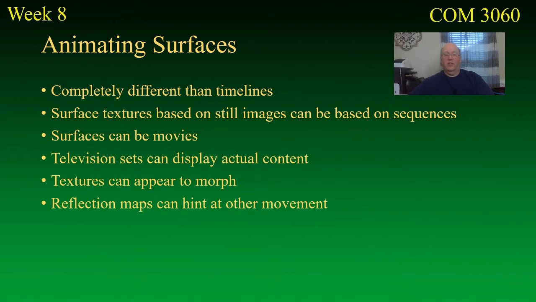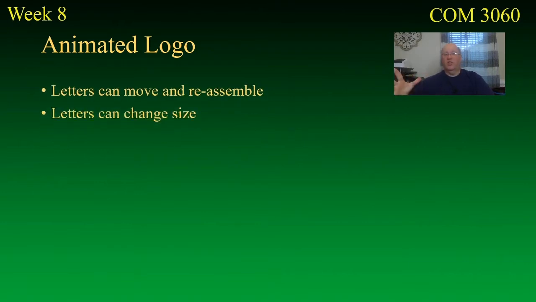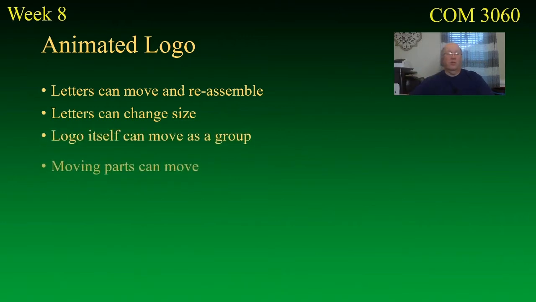Reflection maps can hint at other movement. You can have images of reflections on surfaces that are moving and doing other crazy things. And if you're applying this to an animated logo, for example, you can have letters move and reassemble. You can have letters change size. The logo itself can move around as a group, and you can have moving parts that move. And basically, you're designing choreography.